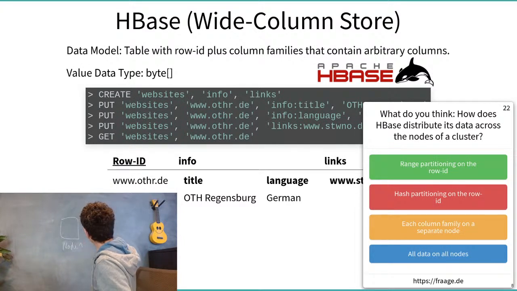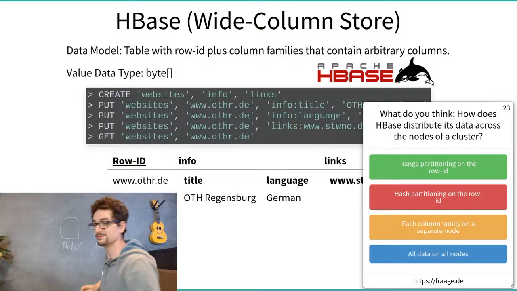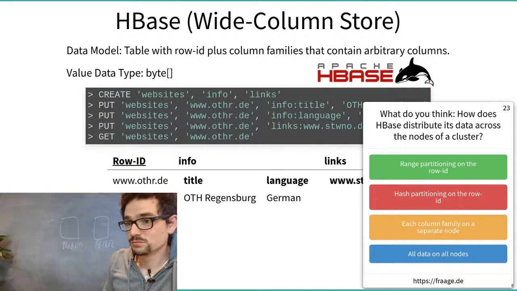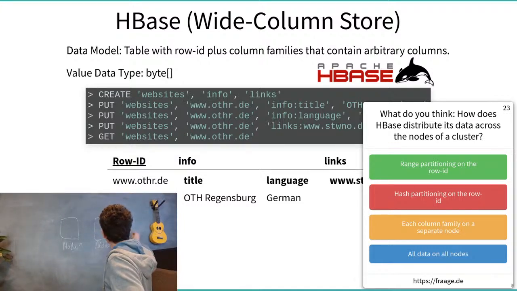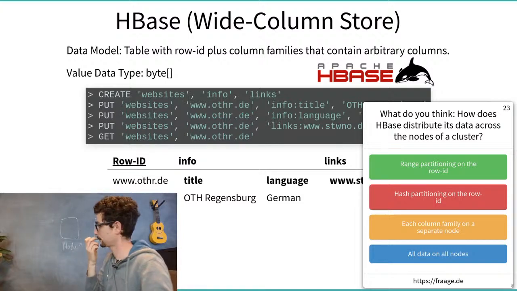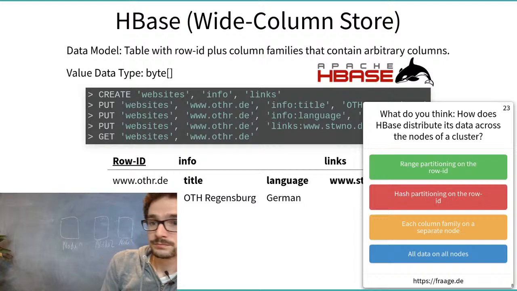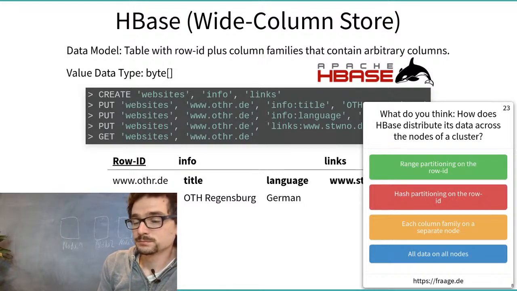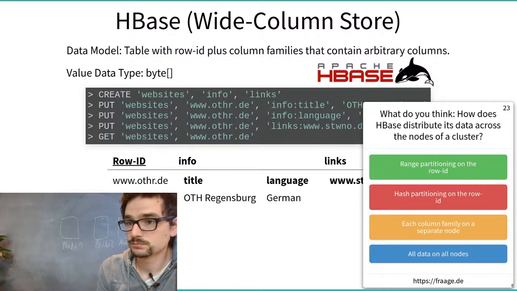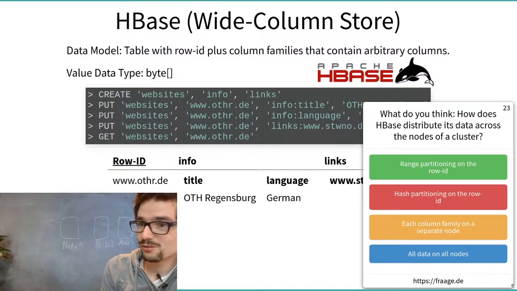Node 1, node 2. Let's add a third one. Node 3. These are 3 machines in a network. In HBase they are called region servers.